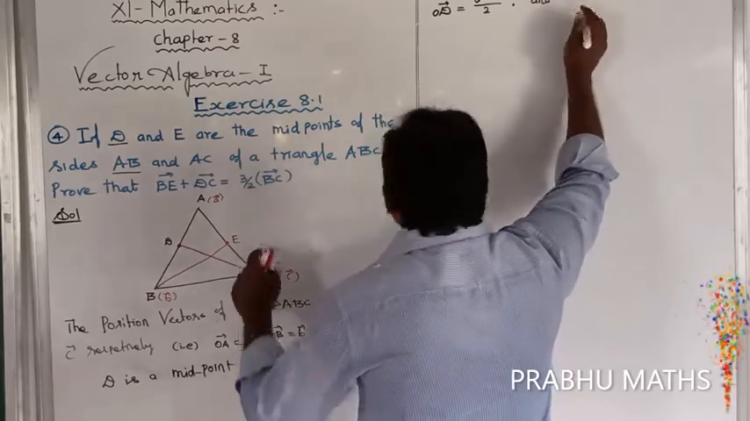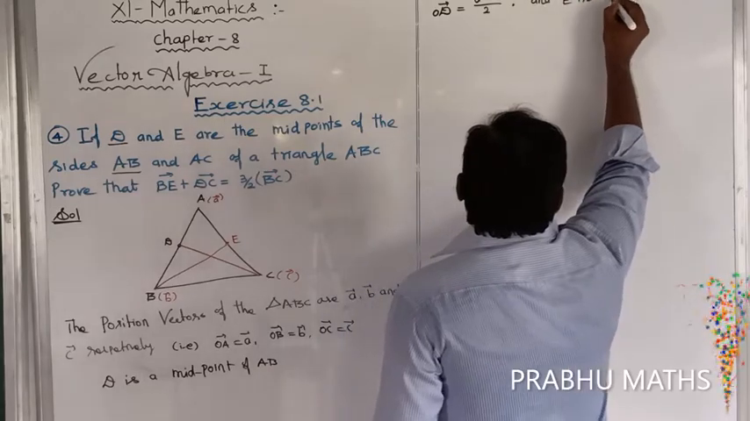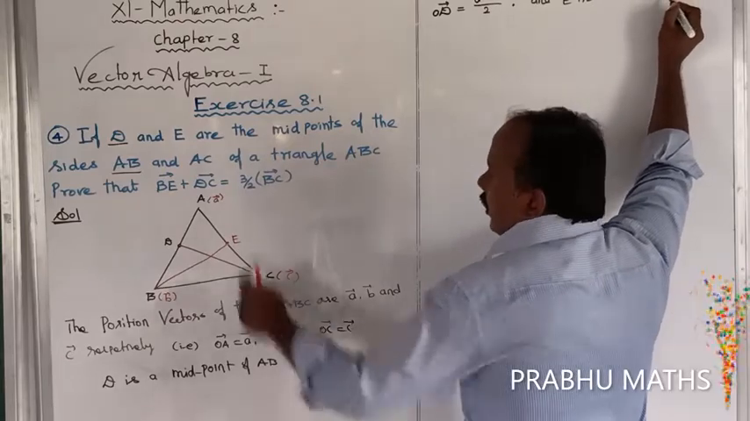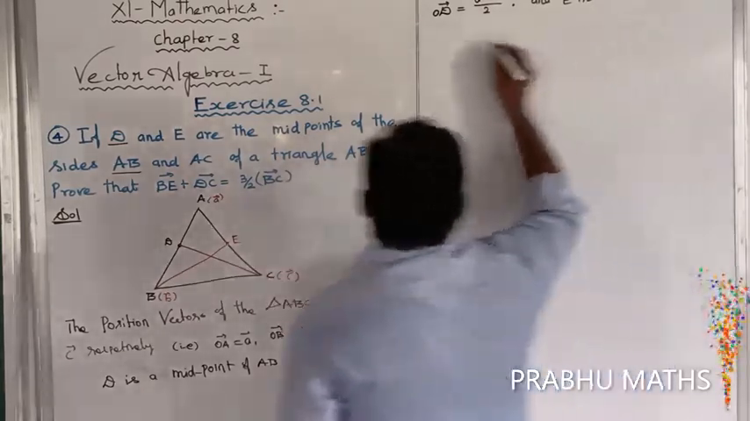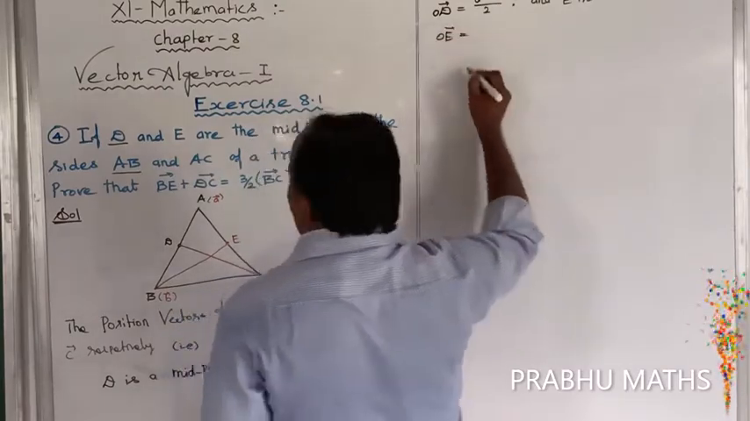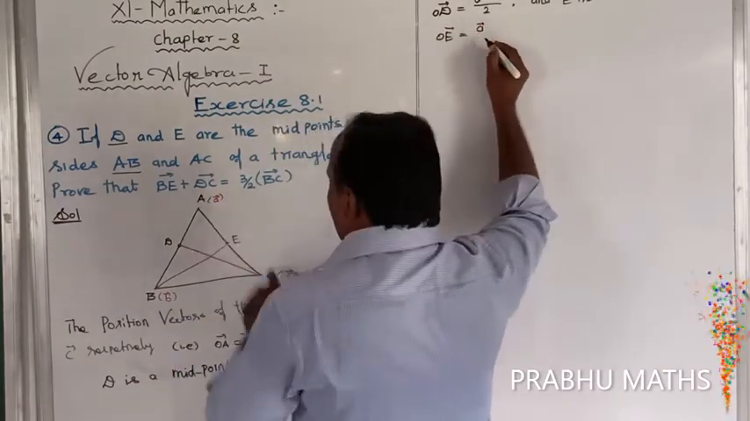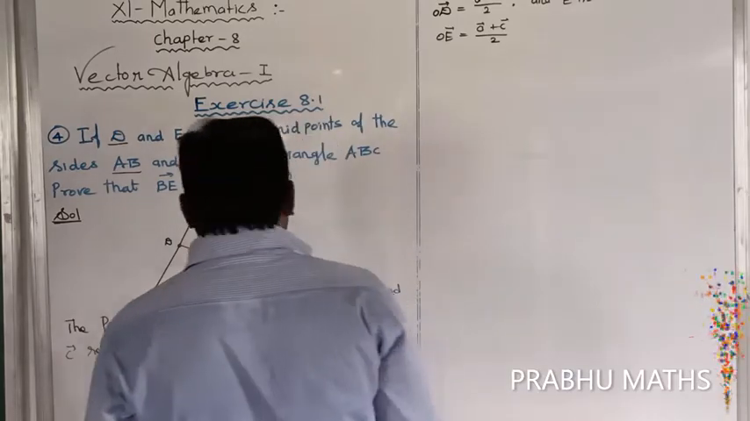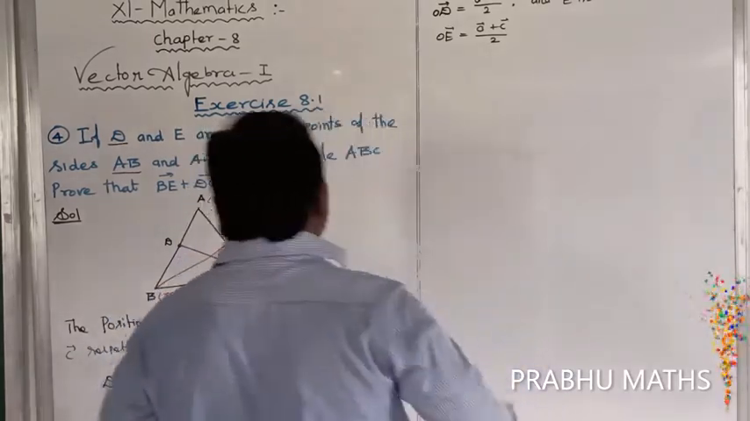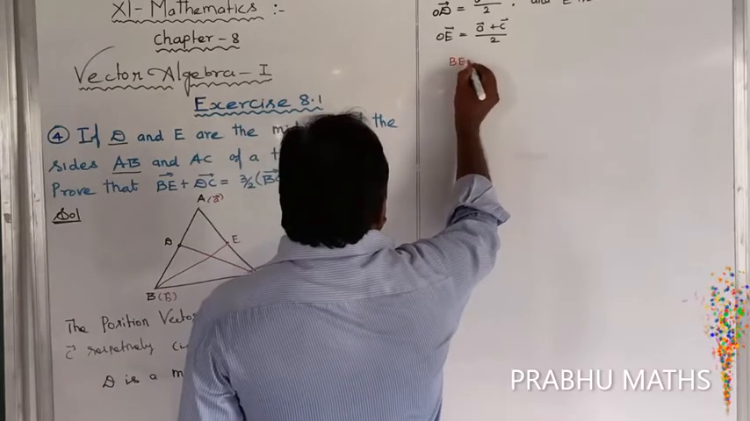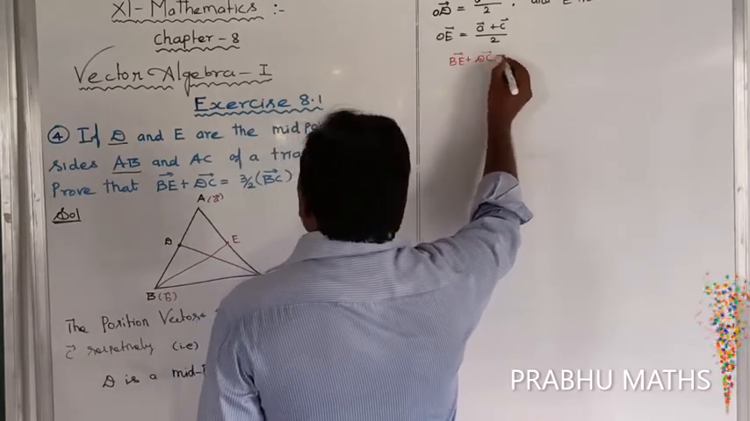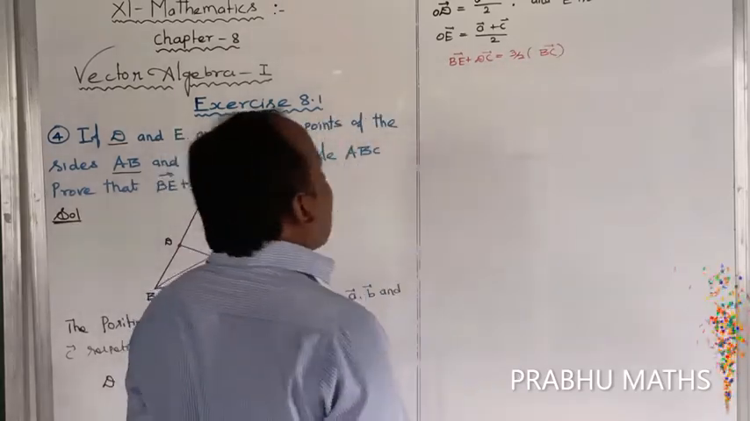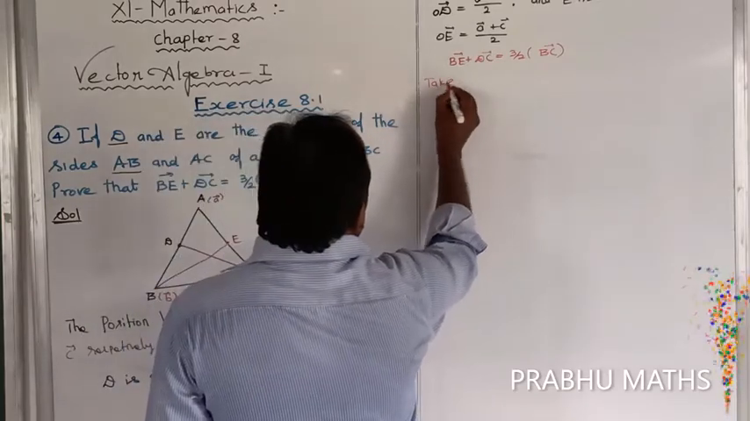And E is the midpoint of AC. So OE vector is equal to A vector plus C vector divided by 2. Now we have to prove that BE vector plus DC vector is equal to 3 by 2 into BC vector. Let us take the LHS.